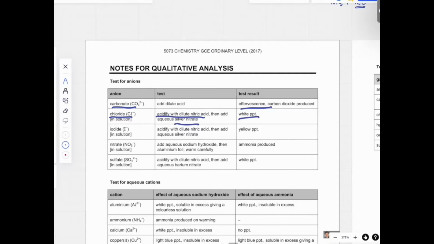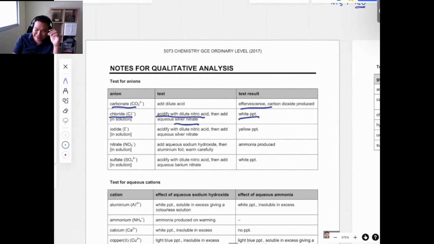This is pattern number 5, precipitate reaction. After memorizing this, we are going to learn the reaction. To test for Cl minus, you add silver nitrate. What is silver nitrate? AgNO3. And what will you get?